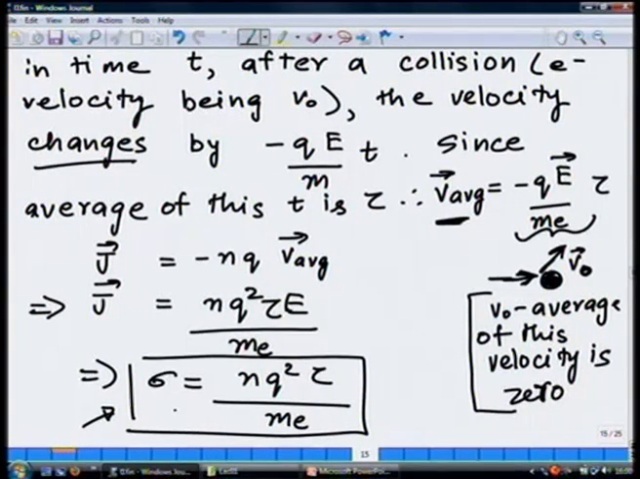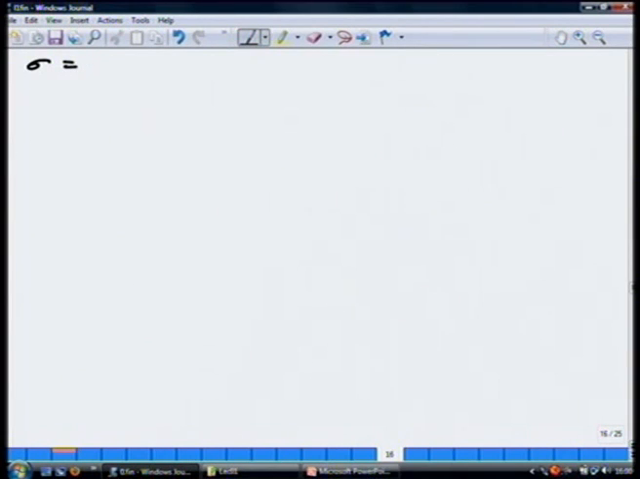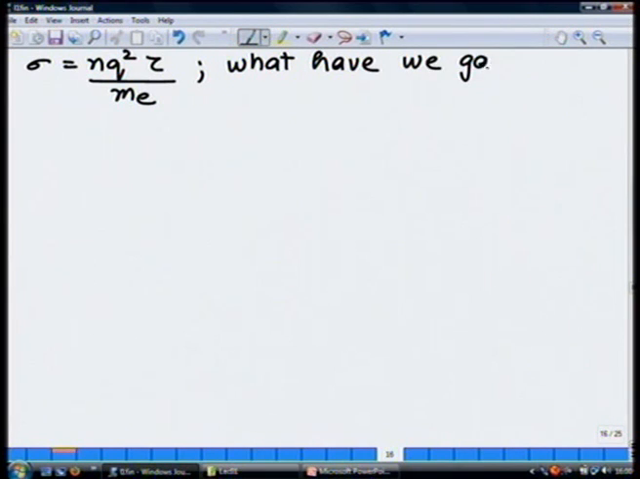Now, what have we gained? Let us start looking at sigma. We wrote it as n q square tau by m. What have we gained? Earlier we had a measured quantity called sigma, which was the proportionality constant between J and E. It was a measured macroscopic quantity.